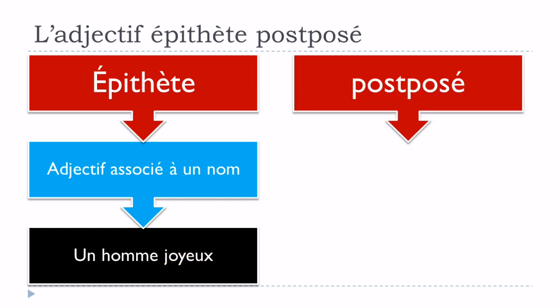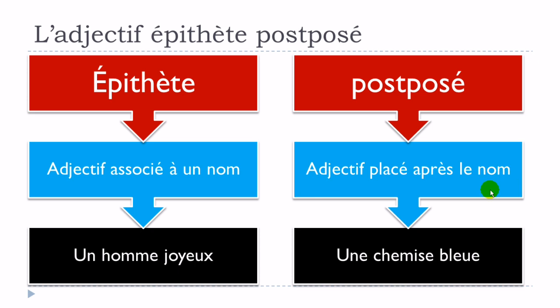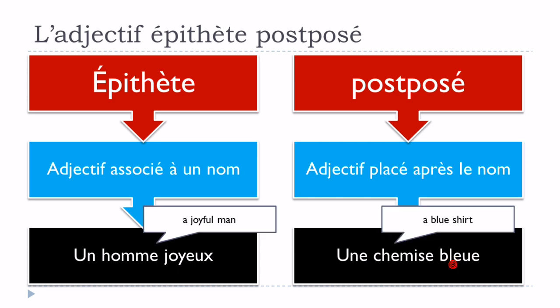And the second thing that we should clarify is postposé. When we talk about postposé, we will talk about an adjective that will be placed after the noun. Like in this example here, une chemise bleue. So bleu here is coming after your noun. So it's what we call postposé. Translations are here, un homme joyeux, and then une chemise bleue.